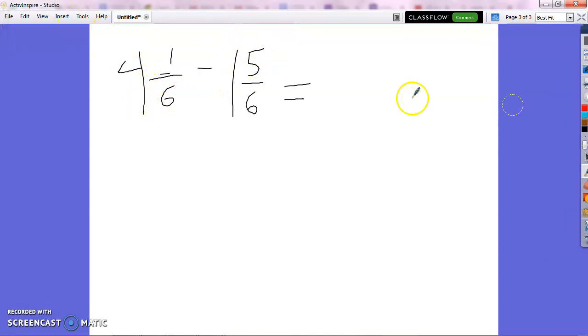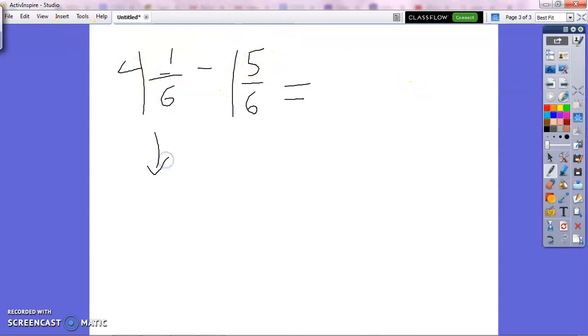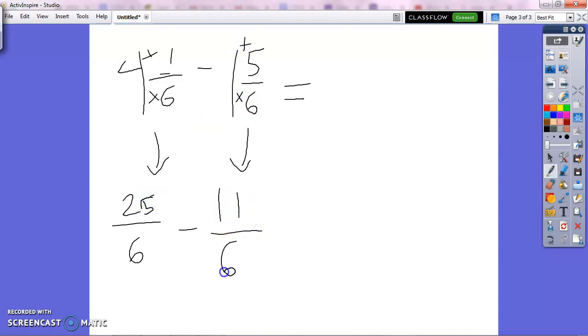I'm going to turn both of these into improper fractions the same way I did with the last one. So 4 times 6 is 24 plus 1 is 25 sixths minus, and then here we have 6 times 1 is 6 plus 5 is 11. 25 minus 11 is 14 sixths. Can I leave it like that? No, because the 14 is bigger than the 6, so I need to turn this back into a mixed number.